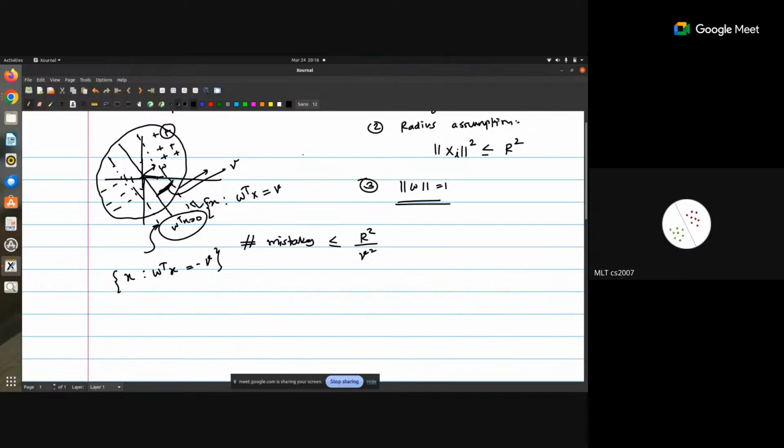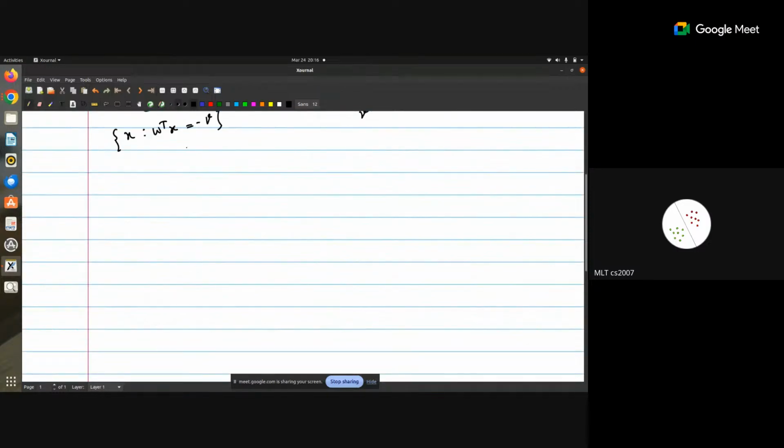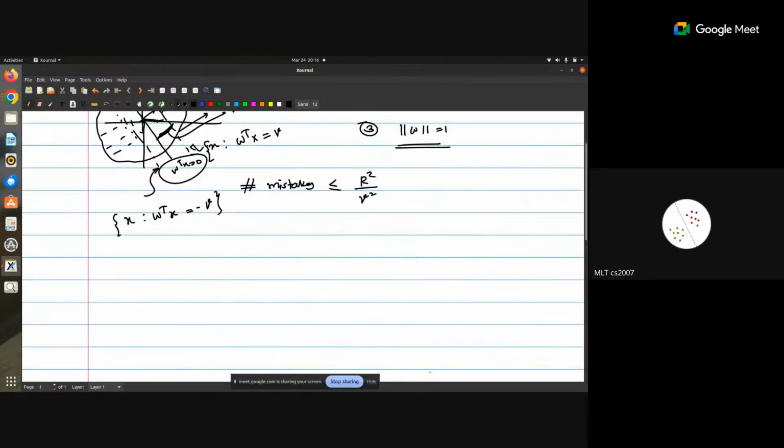Fine. So these were the things. And we were saying that in the perceptron algorithm, what was another thing? How are we going to separate this?